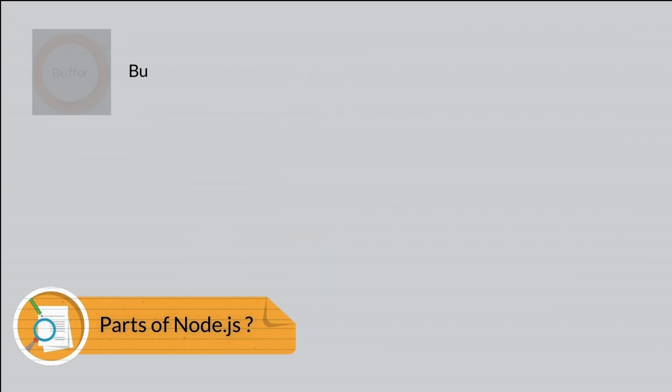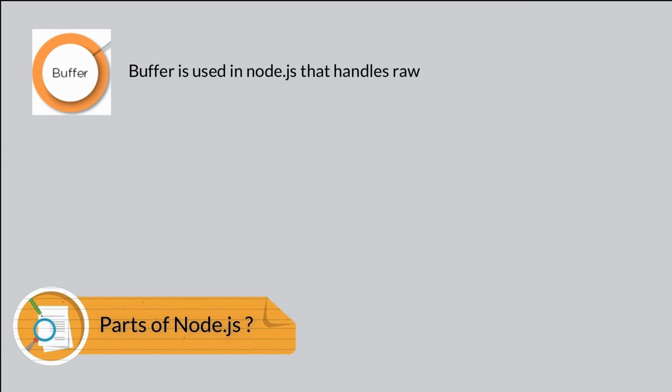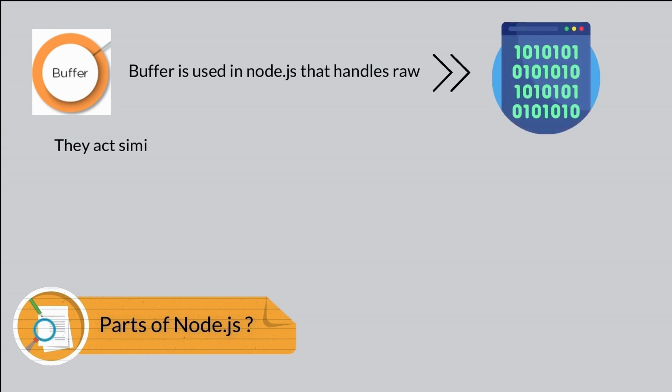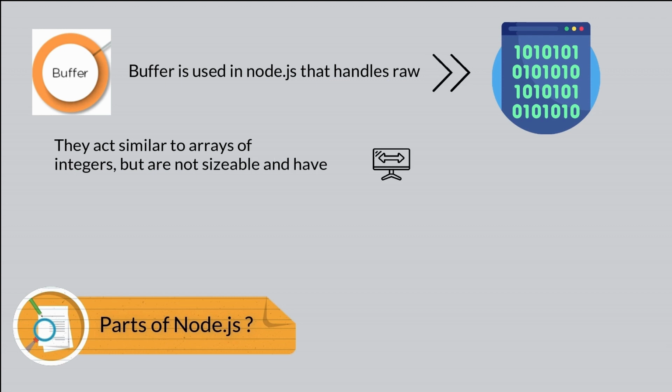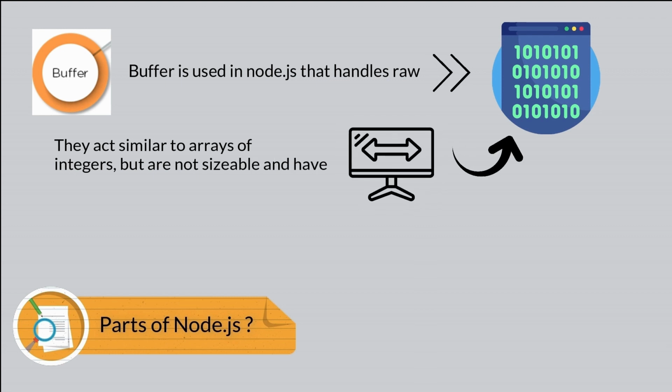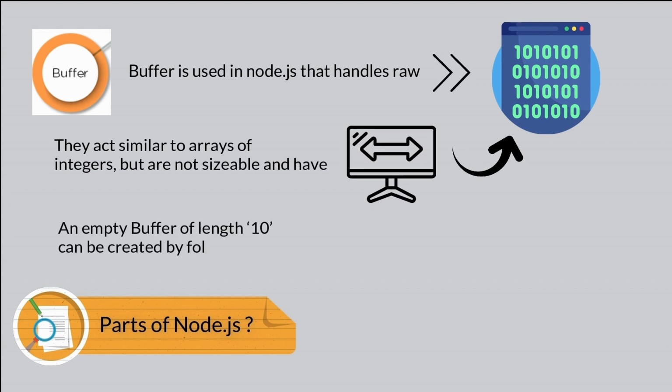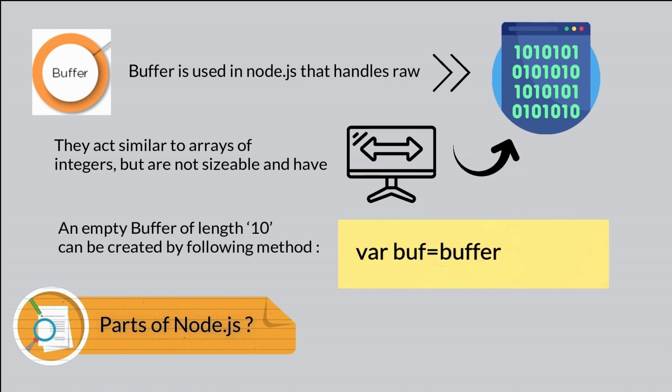Buffer. Buffer is used in Node.js that handles raw binary data. They act similar to arrays of integers, but are not resizable and have a wide range of methods specifically for binary data. As an example, an empty buffer of length 10 can be created by the following method.